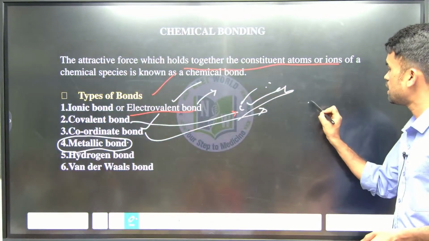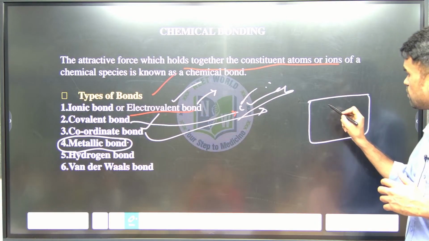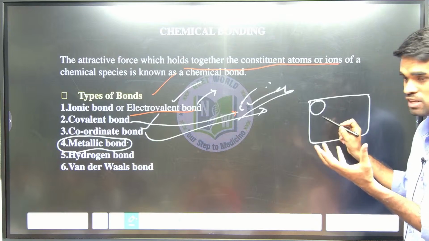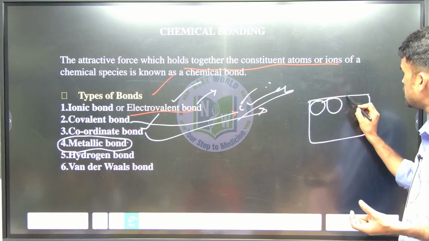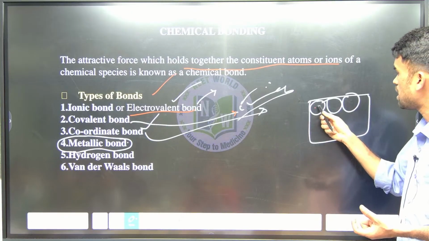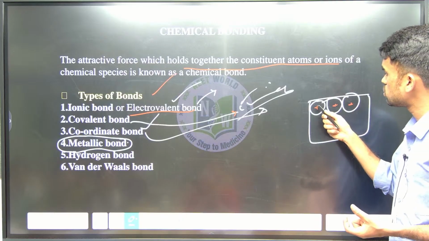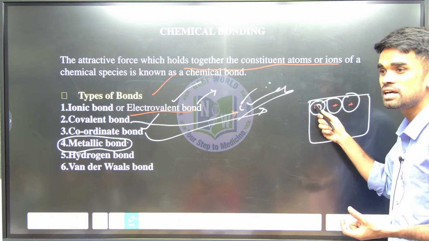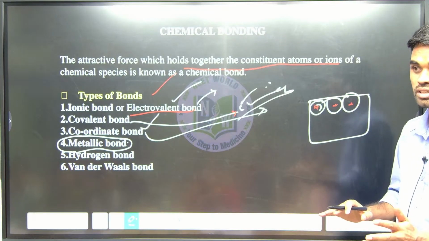So if you take an iron surface or any metal surface, it is built up of what? Atoms only, no? So each atom has a nucleus. Around this nucleus we have some electrons inside and some electrons in the valency. Like for example, what is inside and outside?